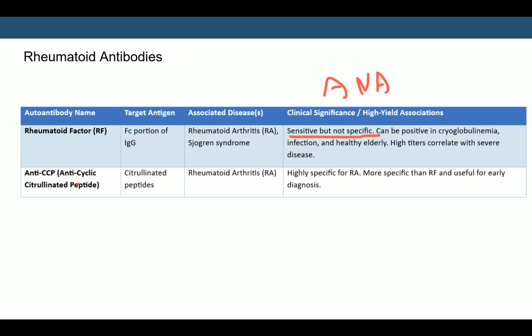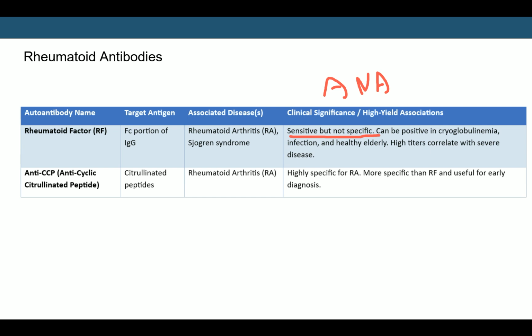And the specific one for rheumatoid arthritis is going to be the anti-CCP, which is the anti-cyclic citrullinated peptide. The target antigen is the citrullinated peptides. How I imagine it is some protein mixed with lemons, and that's citrullinated peptides. The associated disease is rheumatoid arthritis. It's highly specific for rheumatoid arthritis.